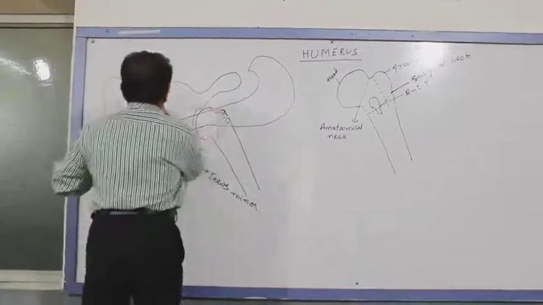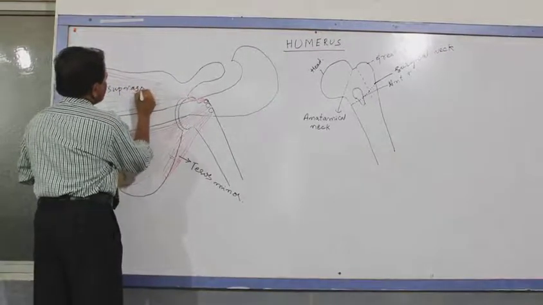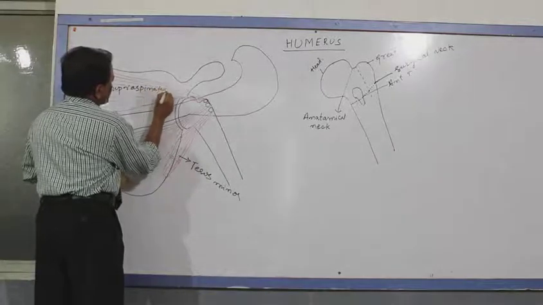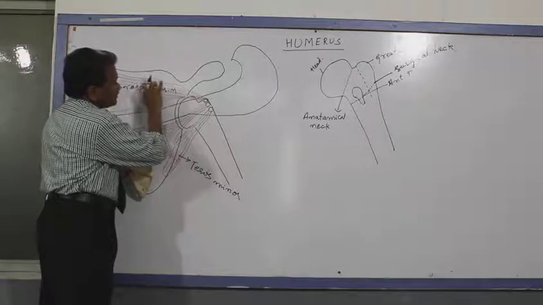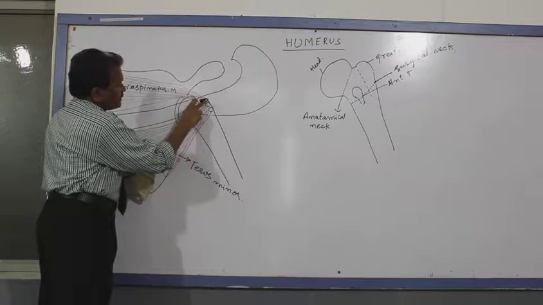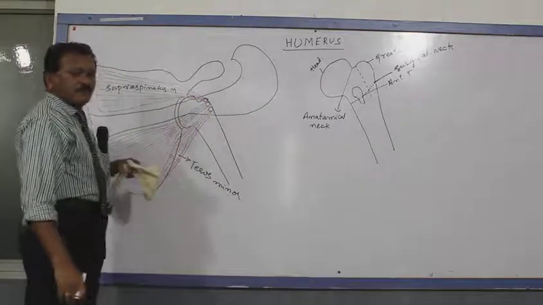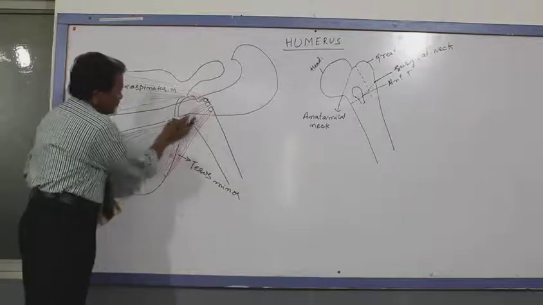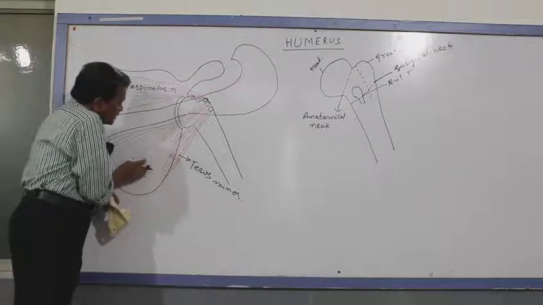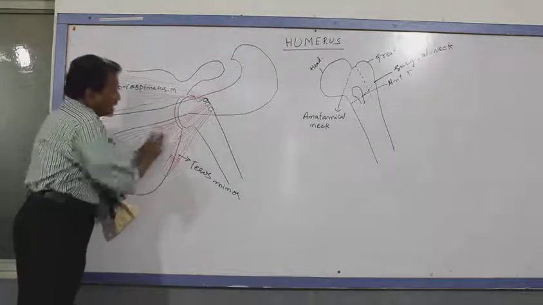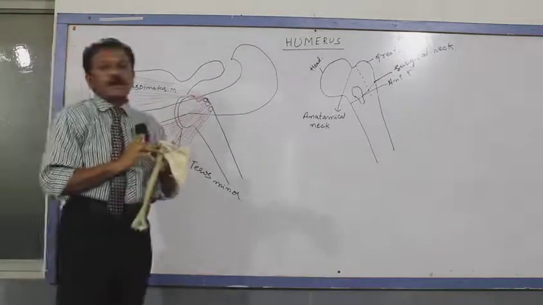So this is the supraspinatus muscle. It arises from the supraspinous fossa. Its muscle fibers run horizontally and are inserted into the anterior impression of the superior surface of the greater tubercle of the humerus. And this one is the infraspinatus muscle. It arises from the infraspinous fossa, slightly ascends upwards, forwards and laterally, and is inserted into the middle impression of the superior surface of the greater tubercle of the humerus.